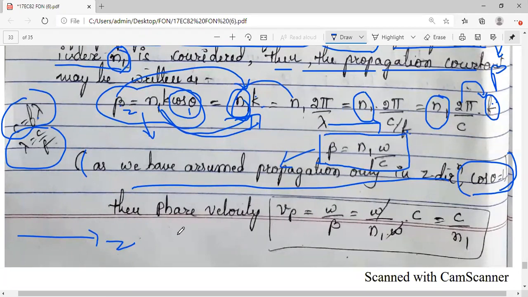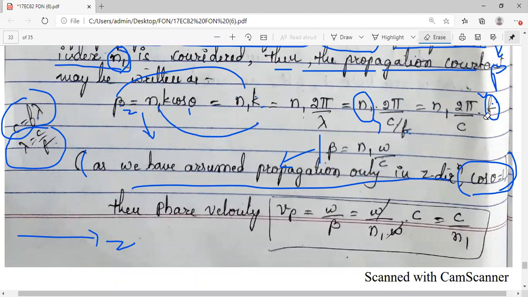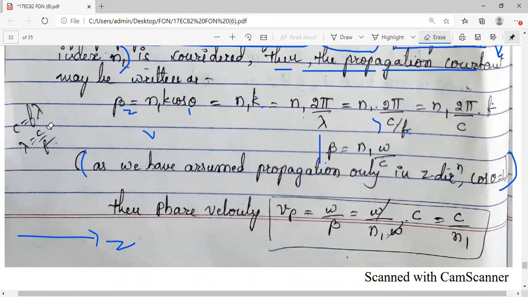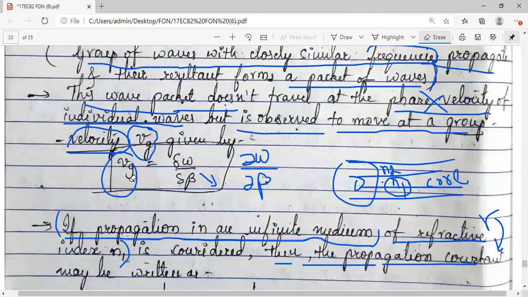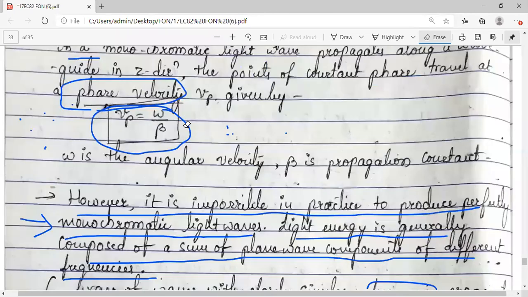We are now talking about group and phase velocity. So we have seen what is a phase velocity term. Phase velocity is nothing but the velocity with which the wave is traveling inside the core of an optical fiber. That is your phase velocity. But this is when we consider the value omega by beta. But this is for a monochromatic wave.